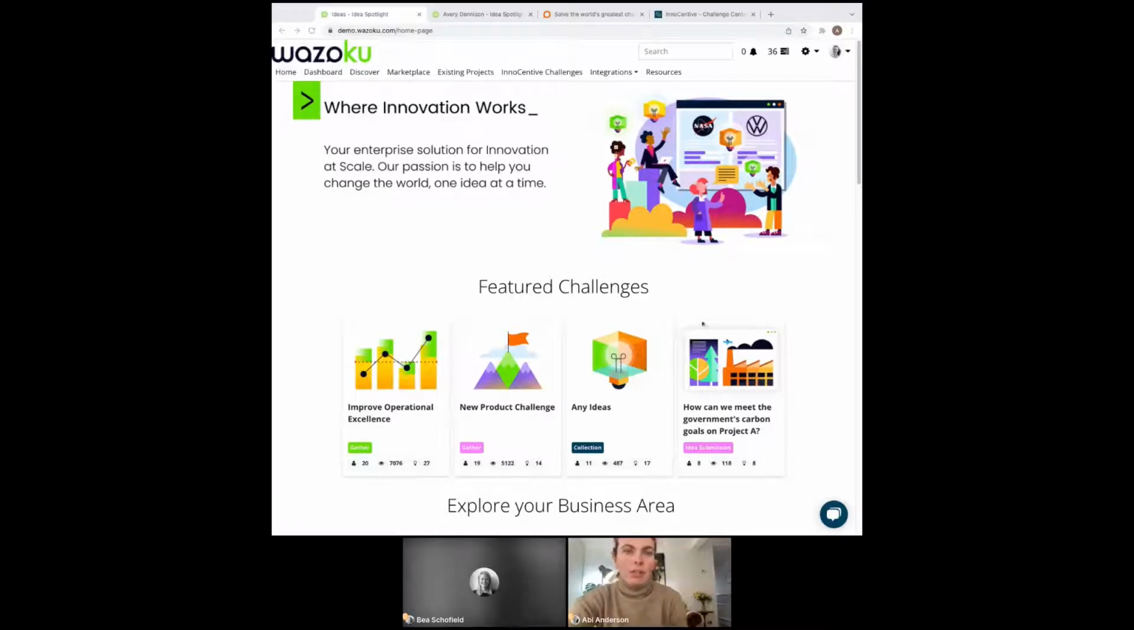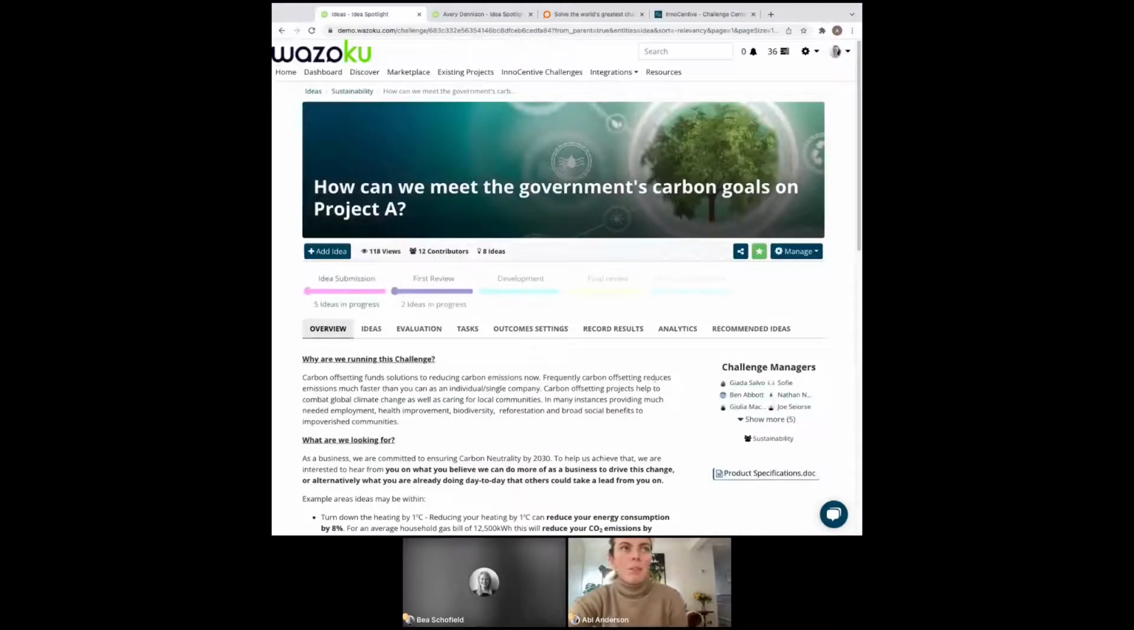And one of those ones that we framed up today is how can we meet the government's carbon goals on Project A? Often when working in a B2B scenario, and particularly working with government, regulations change all of the time and can have implications on the projects that you're running. Running a challenge like this can quickly capture ideas from your organisation as to how you can meet those changing requirements and getting those ideas implemented through the configurable workflow at the top here.